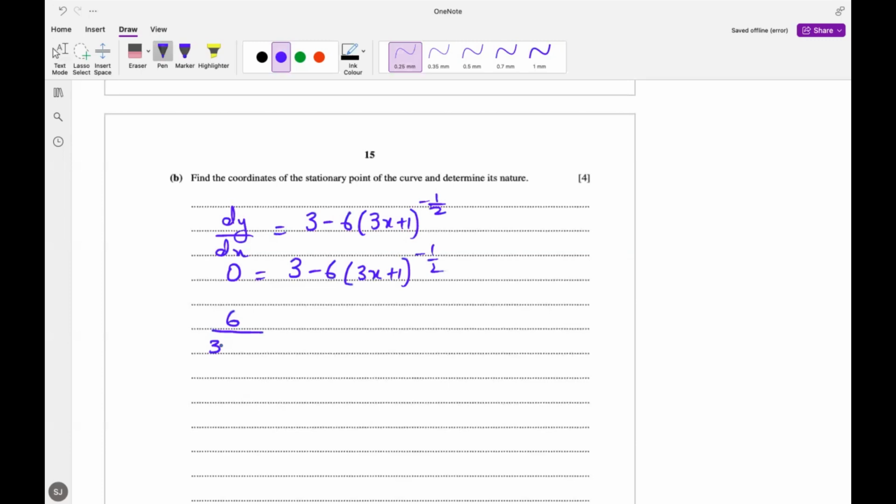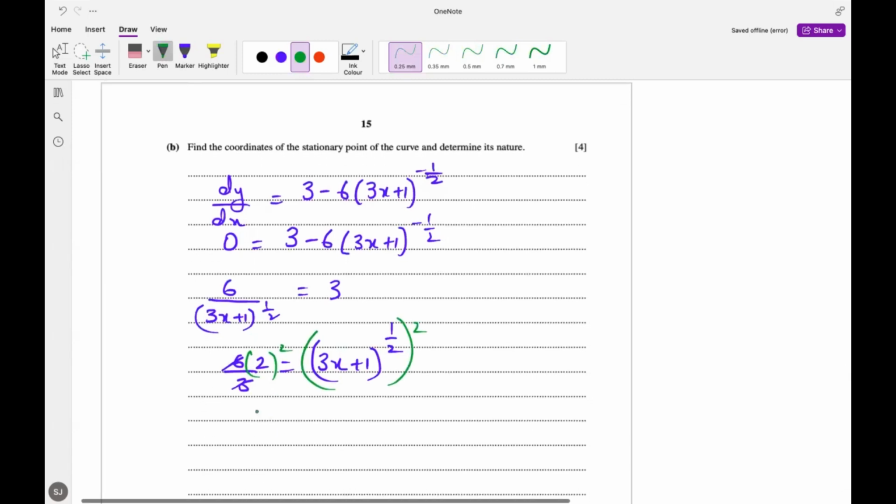This will become 6 upon (3x plus 1) to the power half is equal to 3. Cross multiplying, we'll get 6 upon 3 is equal to (3x plus 1) to the power half, so 2 equals (3x plus 1) to the power half. Now to get rid of the power 1 upon 2, we'll square both sides. So this will become 4 is equal to 3x plus 1. So 3x will be equal to 3 and x will be equal to 1.